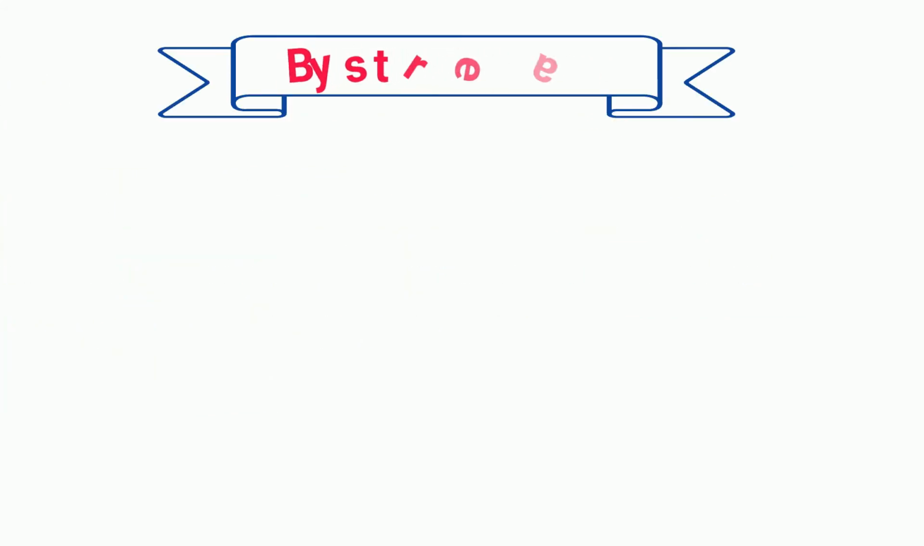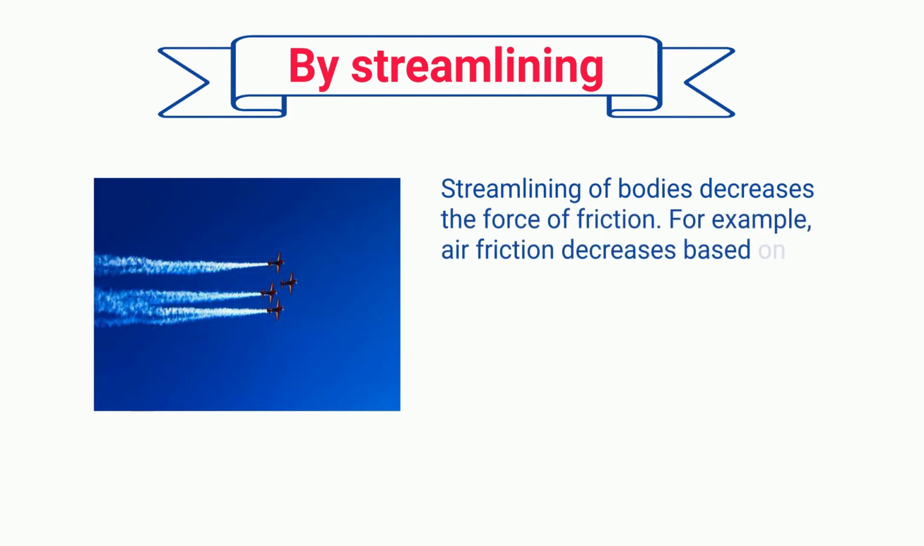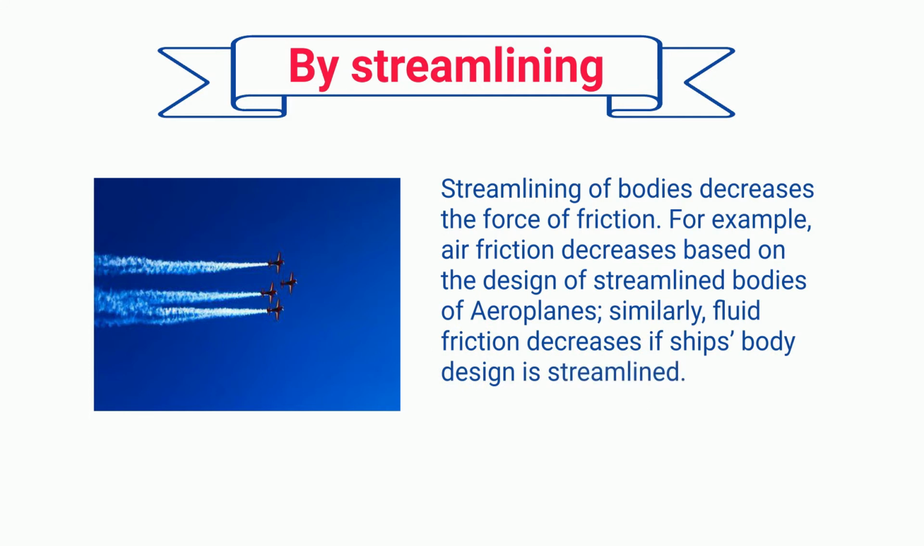By streamlining. Streamlining of bodies decreases the force of friction. For example, air friction decreases based on the design of streamlined bodies of aeroplanes. Similarly, fluid friction decreases if ships' body design is streamlined.